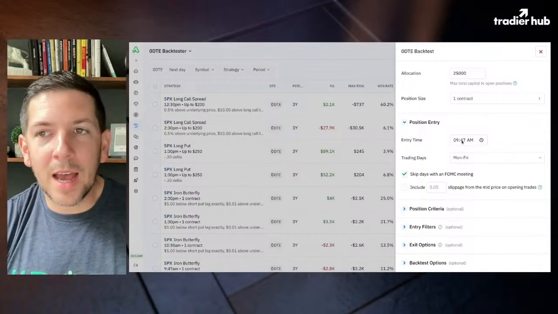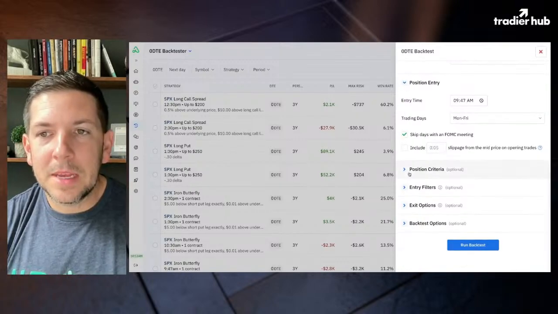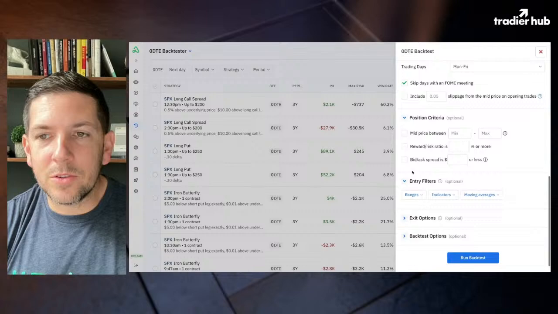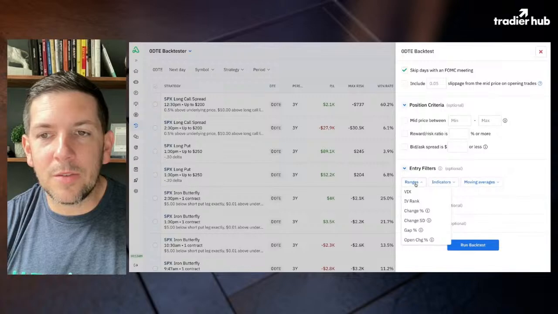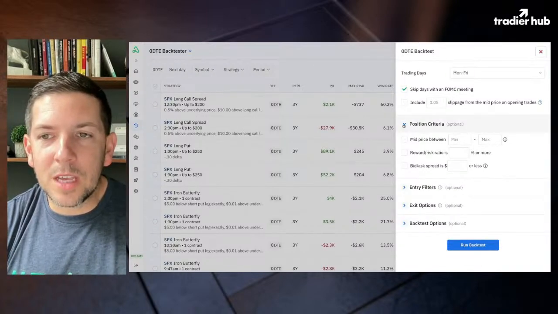So you can put in whatever time you want here to test the logic for this particular strategy. Now, we're not going to include any position criteria or entry filters here. Notice you can include ranges or indicators or moving averages. You can throw a bunch of these in here for testing purposes, which we might do in a little bit. But for now, let's just keep it really simple.